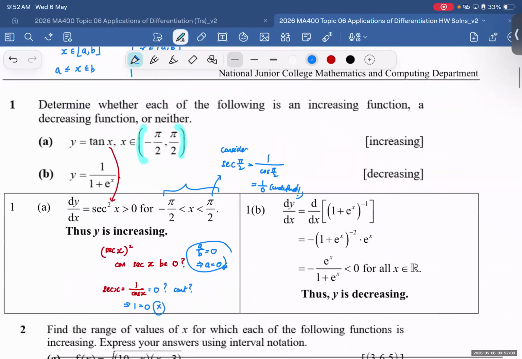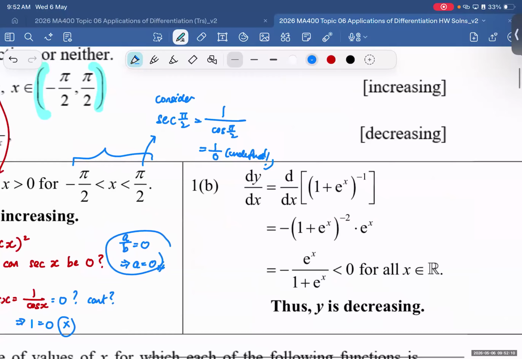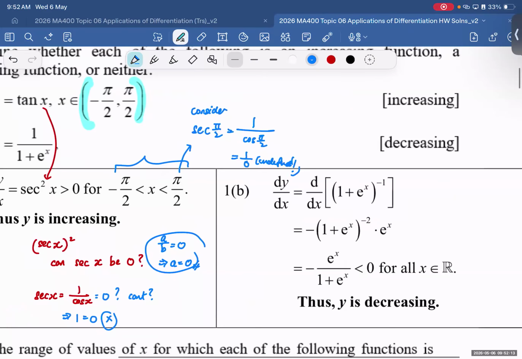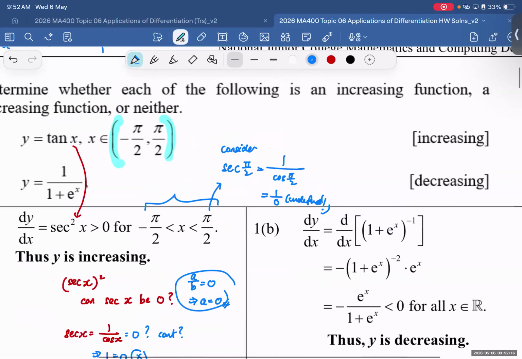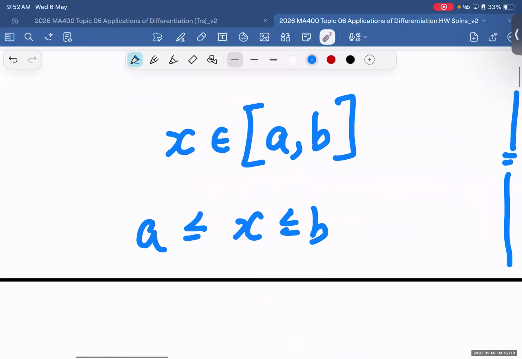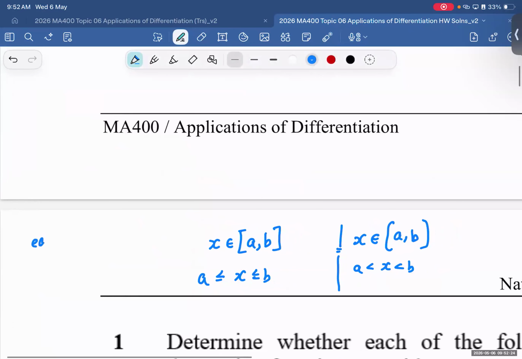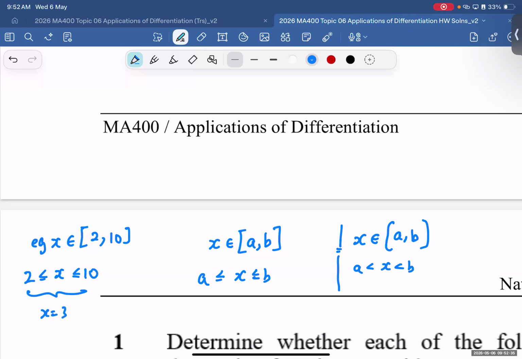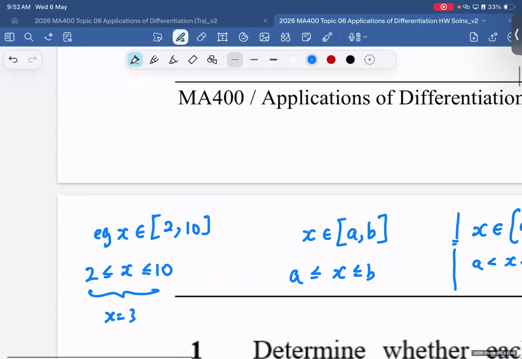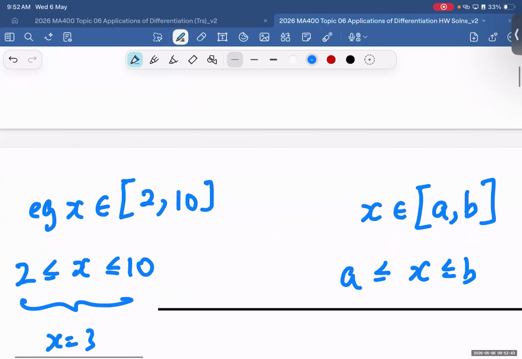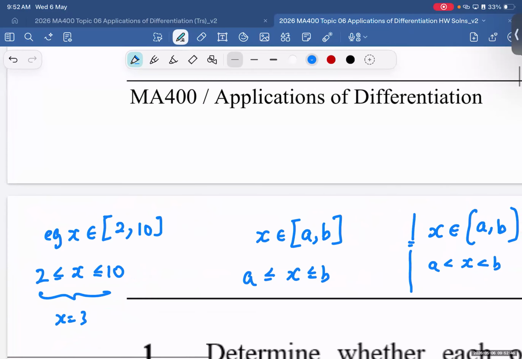So next I go to B. B again, it doesn't mean it's only including those two. No. The whole range, the whole range from a to b. For example, x is inclusive 2 to 10. That means x is between 2 and 10. Here, is x equals to 3 inside? Yes. Is x equals to 5 inside? Yes. Is x equals to 10 inside? Yes. Very good.